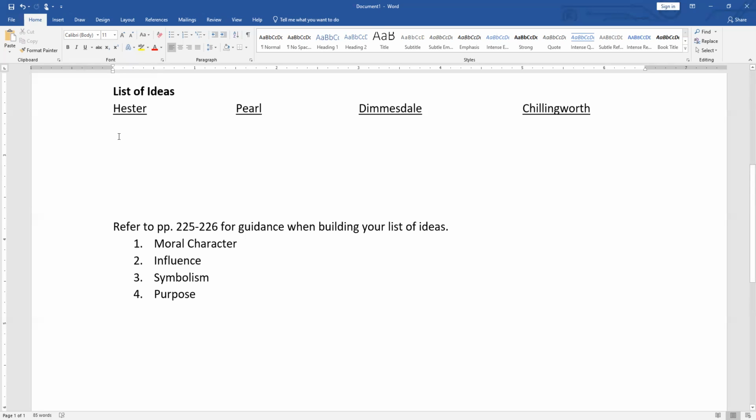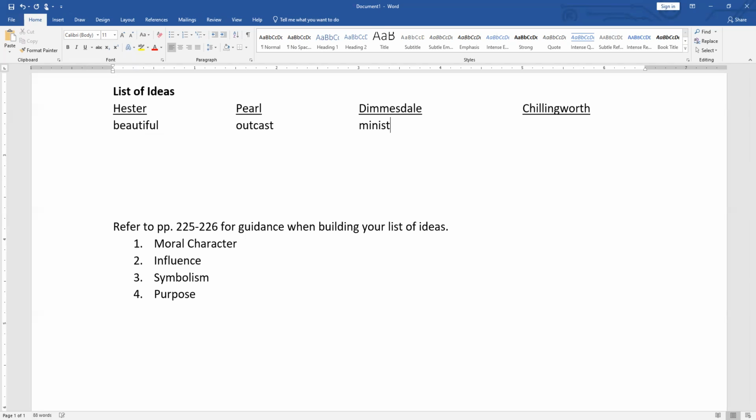We did some of this in class. For example, Hester's beauty. She's beautiful, and that would be a symbol of her, or maybe a symbol of their culture. What does her beauty represent in this puritanical culture that she lives in? You also have an example for Pearl, like maybe that she is an outcast because of her circumstances, that defines her.